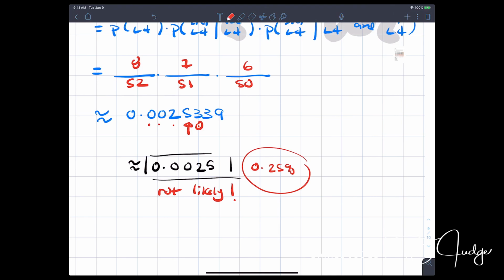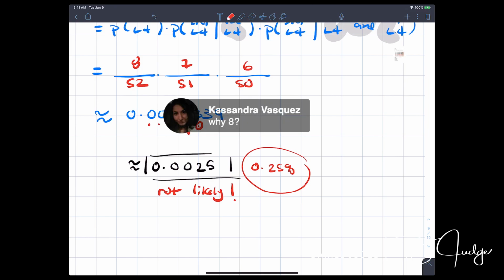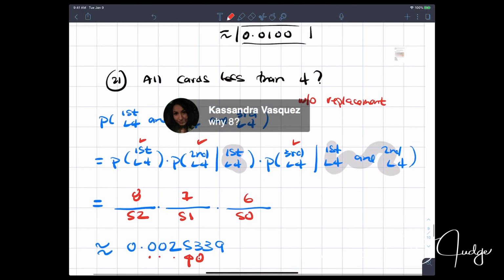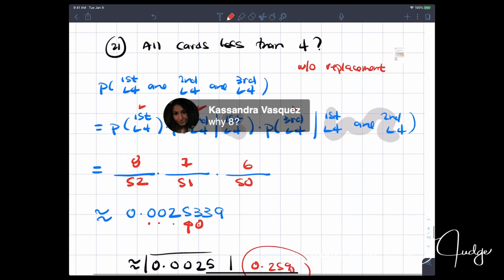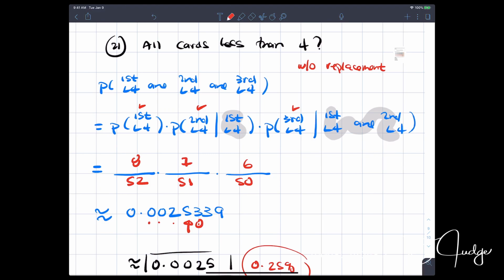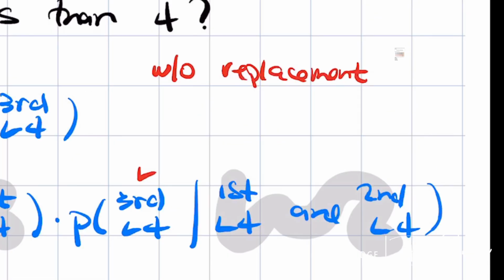Now, looking at the questions here, right? Got a few questions. I think Cassandra has a question, and she's saying here, why the 8? It's a very good question again. We got to go back. Why the 8? So let's go back here. And let's remember, cards less than 4 are strictly smaller than 4. Okay? Smaller than 4. So, which cards are smaller than 4?